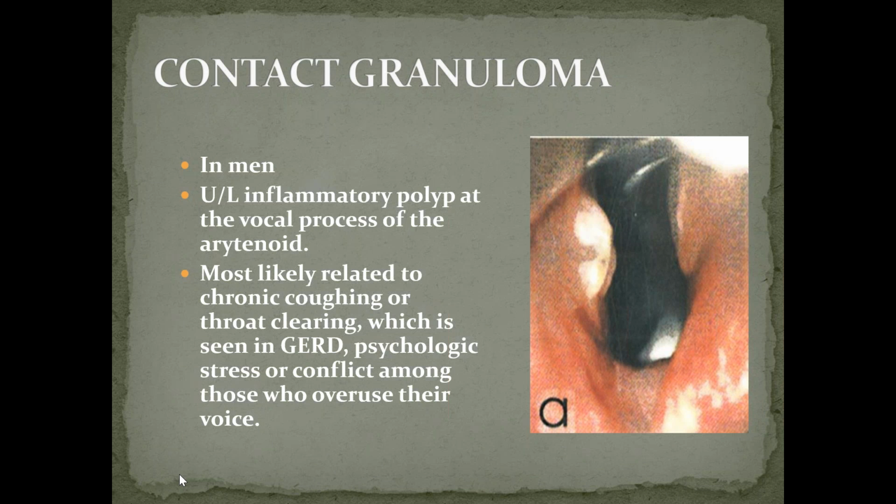The fourth one is the contact granuloma. Most commonly it is seen in men. The etiology for this contact granuloma is chronic coughing. Those who are suffering with allergic cough or chronic dry irritating cough have mechanical trauma in the vocal process of the arytenoid region, and we also see it in GERD, that is gastroesophageal reflux disease. So that is the etiology for contact granuloma.